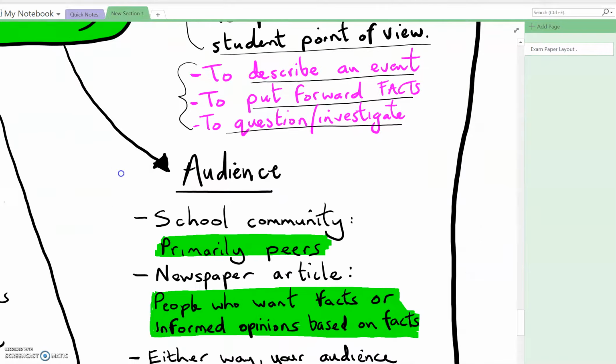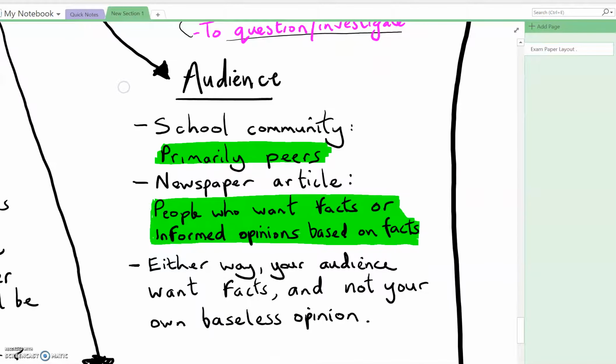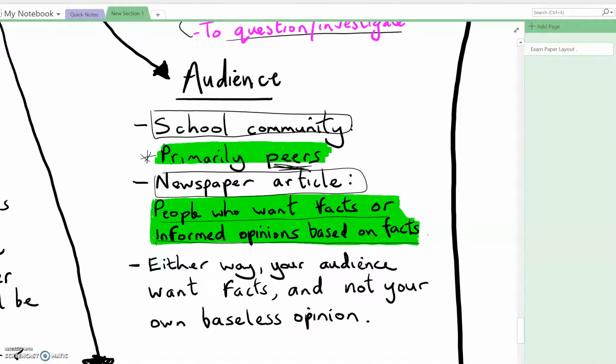Now, what is the audience? Well, that depends on the question. So it could be the school community. Now, if that's the case, if you were asked to write an article for a school magazine, well, then the audience is primarily your peers, people your own age. If it's a newspaper article, well, then the audience are people who want facts or informed opinions based on facts.